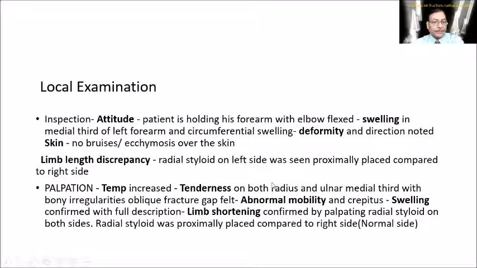On palpation, the temperature will be increased. There will be tenderness on both radius and ulna if both are fractured. If only one bone is fractured, then if the radius is fractured, the tenderness will be located on the radius, or if the ulna is fractured, it will be located on the ulna in the middle third segment. And abnormal mobility, crepitus, and bone irregularities will be confirmed to arrive at a clinical diagnosis of a fracture.